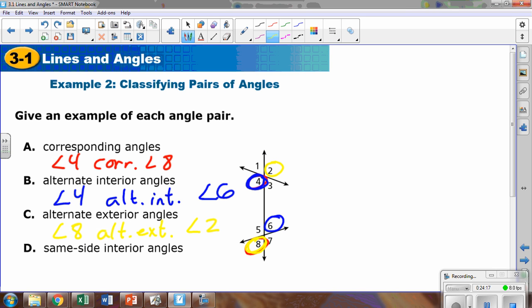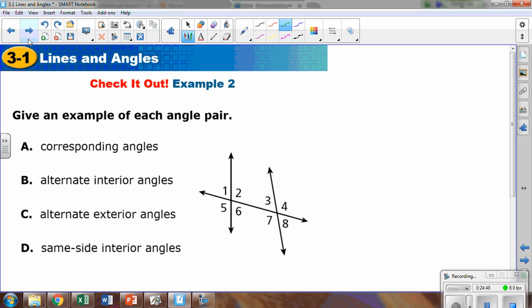And come back with our last one. I want to use my angle 4 again just so I can reduce the amount that's going on. Angle 4 is same side interior with angle 5. Same side refers to same side of the transversal, but still on different lines. If you'd like a little bit of extra practice, try it out. We won't go over it here in the video.